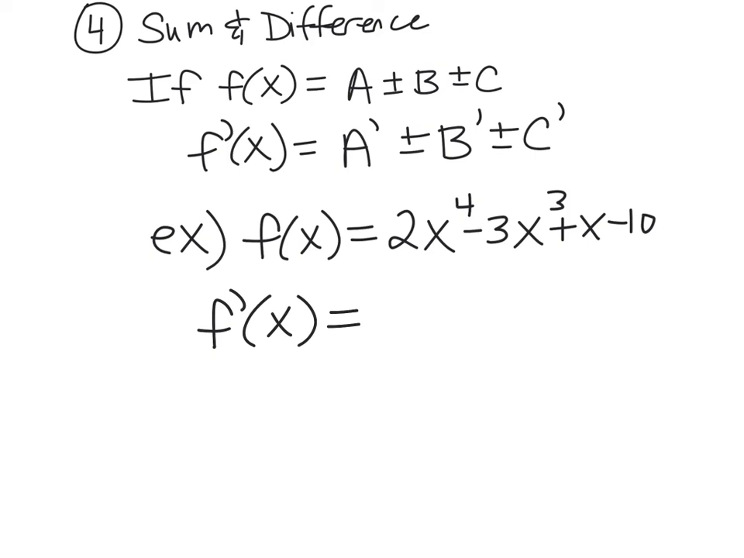We're just going to take each of them individually. So I'm going to bring the 4 down, and I get 8x cubed. Bring the 3 down, negative 9x squared. What's the derivative of x? It's 1. The derivative of negative 10, 0. And remember slope. It's always slope. So if I gave you a line, like y equals 2x plus 3, the derivative is 2. It's the slope.